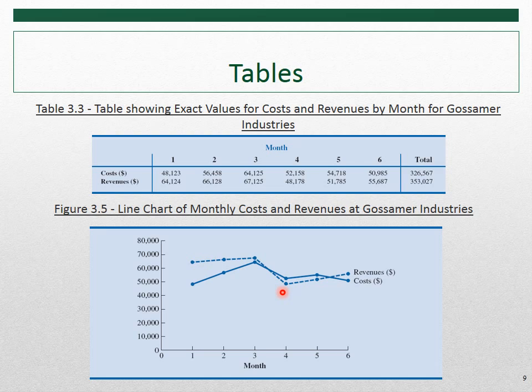But at any rate, what's going on here? What do you see in this trend line? This is Gossamer Industries, and these are scarves. What's going on down here?